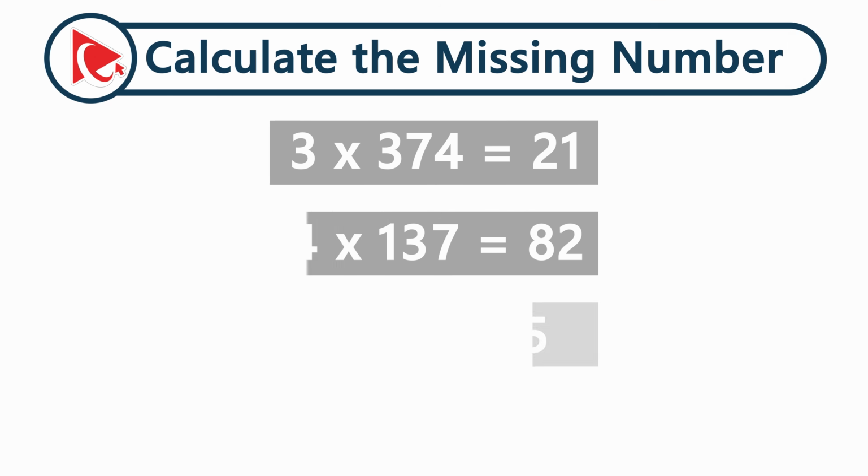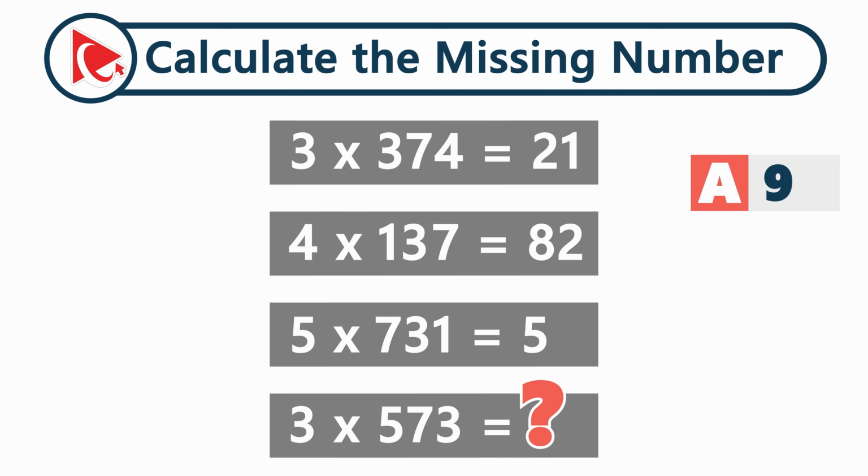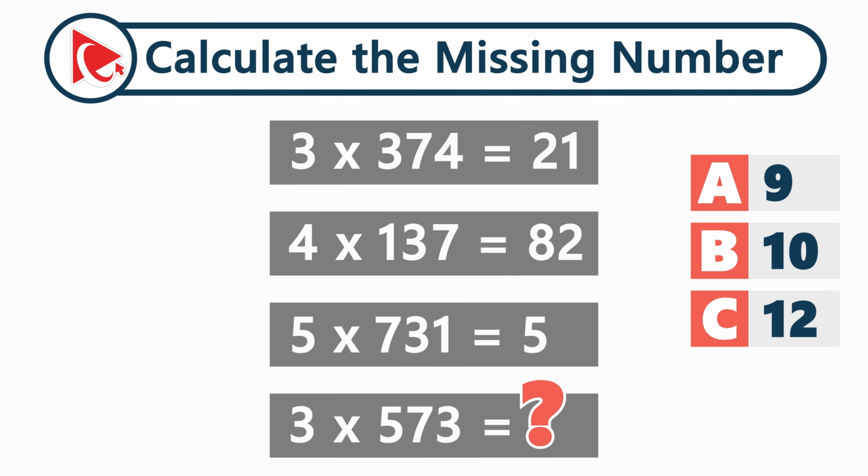You're presented with 4 expressions. 3 multiplied by 374 equals 21. 4 multiplied by 137 equals 82. 5 multiplied by 731 equals 5. And then the last one, 3 multiplied by 573 equals the missing number, which you need to calculate and select out of 4 possible choices. Choice A, 9, choice B, 10, choice C, 12, and last but not least, choice D, 16.